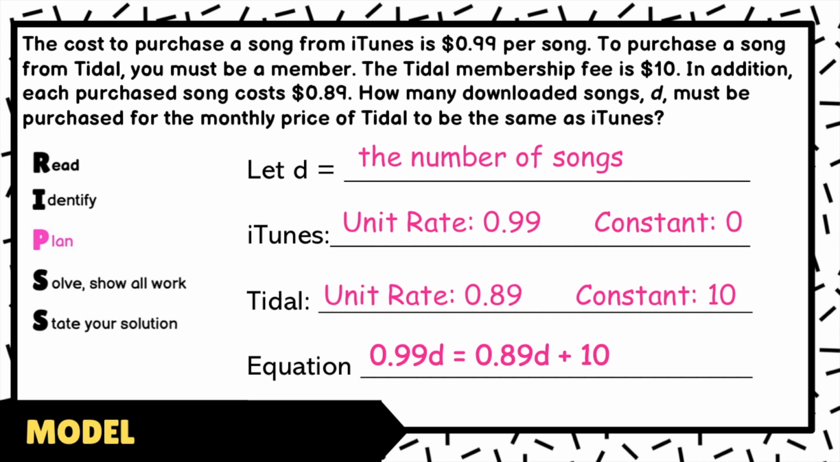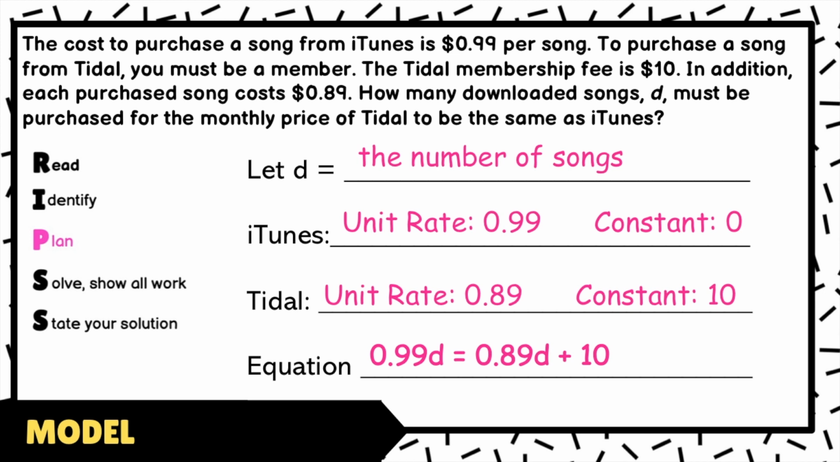Then for Tidal, we have a unit rate of 89 cents. So we have another unit rate happening in the same word problem, but this one, instead of being for iTunes, is for Tidal, this time with a different unit rate keyword, which we see, each purchased song. And then because there is a membership fee for Tidal, that is a constant of 10, so that we have to make sure we add that to what people are paying for each song from Tidal.